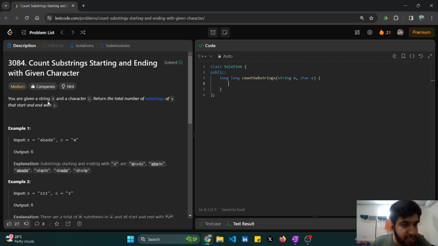You are given a string S and a character C. Return the total number of substrings of S that start and end with C. So you are given a string S and a character C. You have to return the total number of substrings of S that start and end with C. C is not a specific character here, it is a character variable. So this character can be anything.